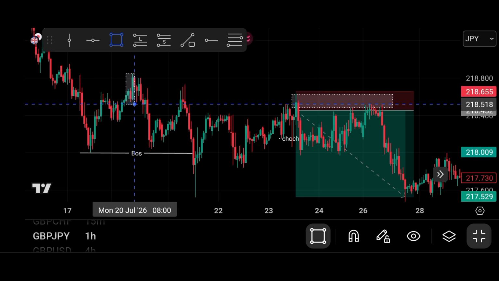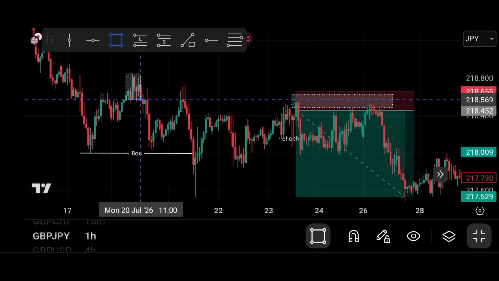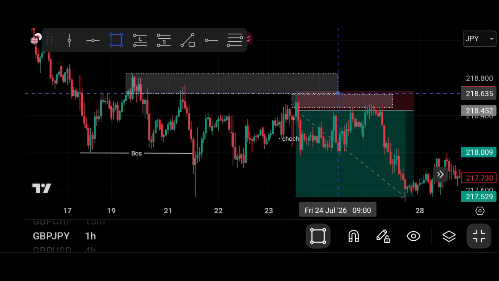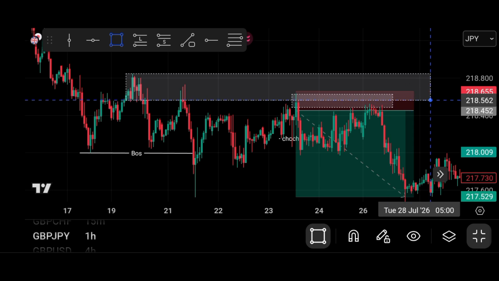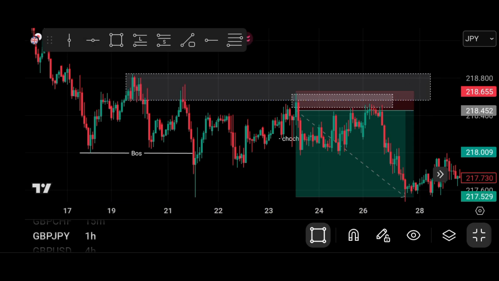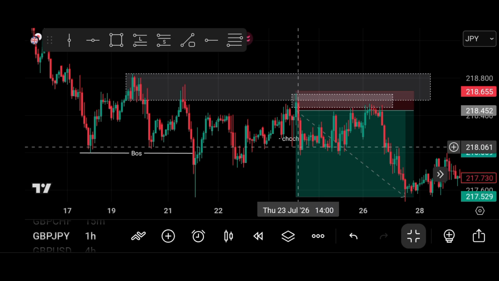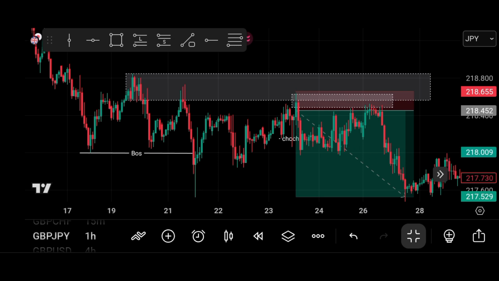This is my topmost bullish candle. Then I extend the zone. If I extend the zone, you can see price tested the zone around here. Now since price tested the zone around here, ideally you can go to your 15 minutes time frame to look for an entry. So let's go to the 15 minutes time frame.